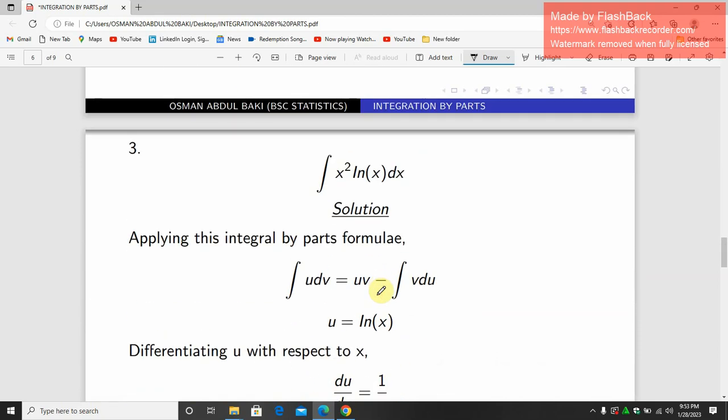Now let's go to our last question. I told you it's 3 problem-solving questions and 3 trial questions. So this is the last question: the integral of x squared ln x dx. The same procedure where u is equal to ln x.